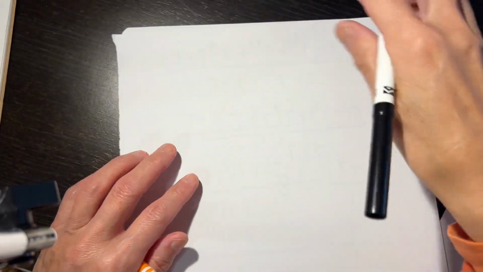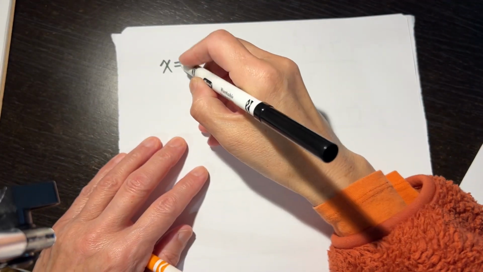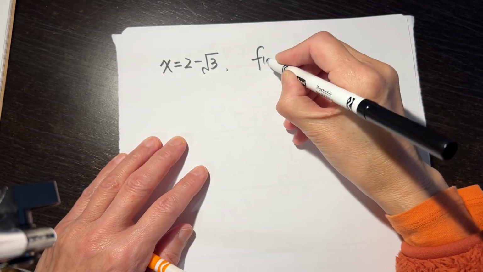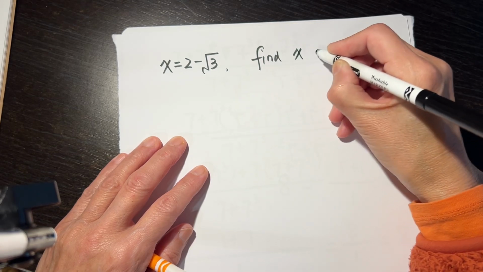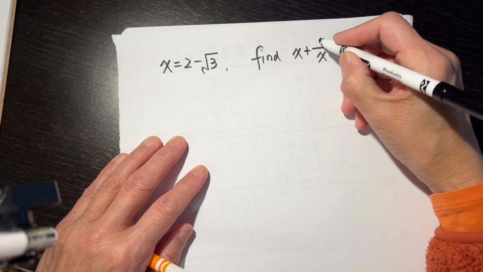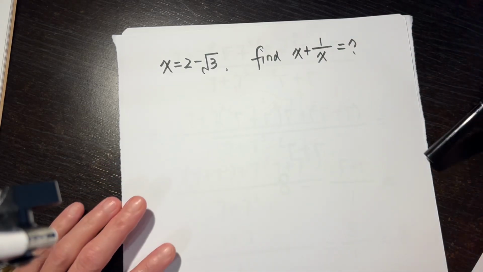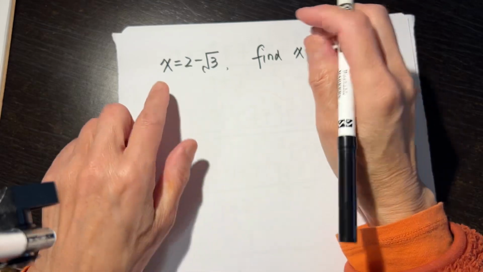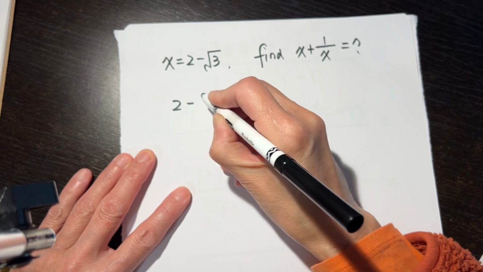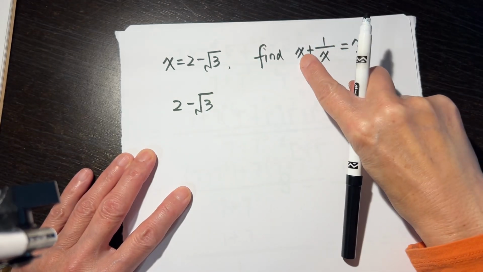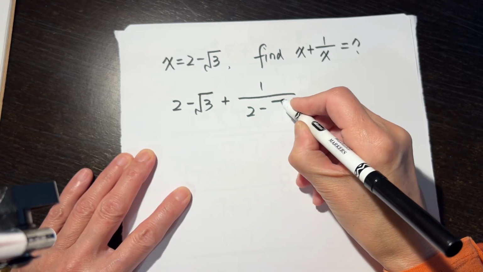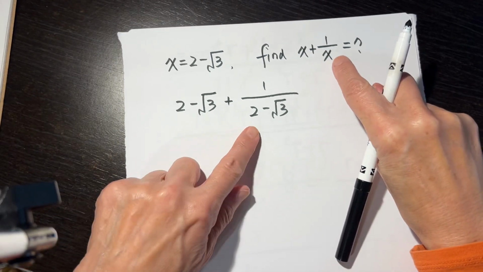Here we have one problem: x equals 2 minus root 3. Find x plus 1 over x, equal to how many? So we will just plug in the exact number in it. 2 minus root 3, which is x, plus 1 over 2 minus root 3, right?